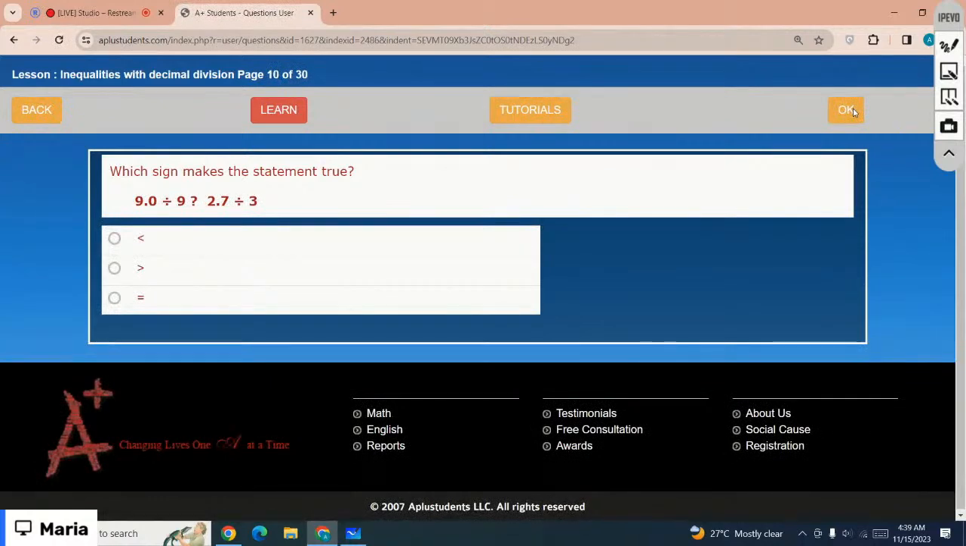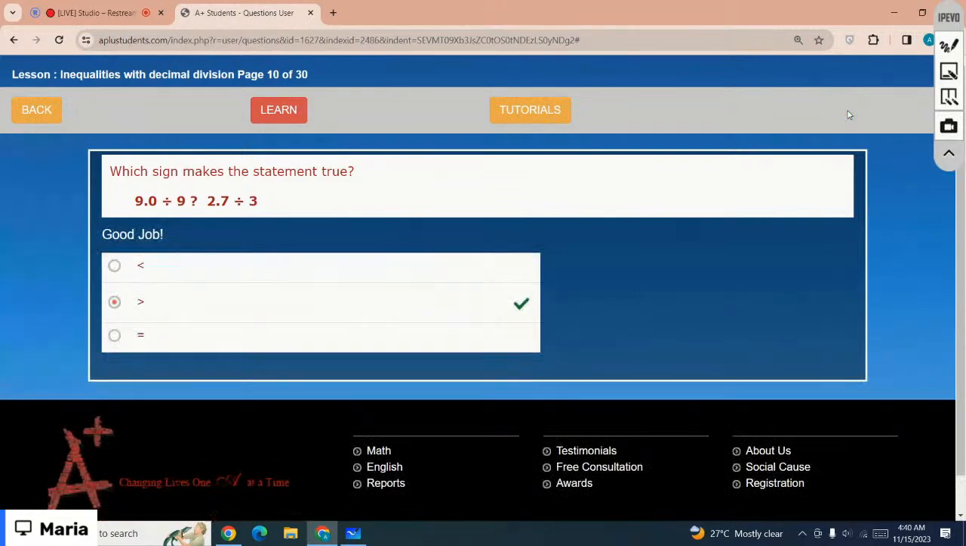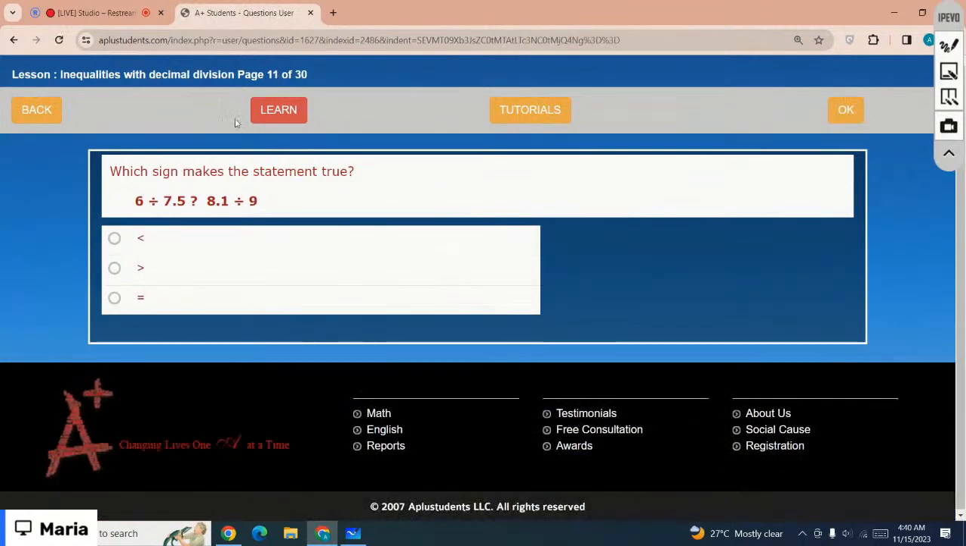Okay, the next one is 9.0 divided by 9 and 2.7 divided by 3. So which is the correct option? When you divide 9.0 by 9, the answer is 1, right? And when you divide 2.7 by 3, that is 0.9. So obviously 1 is greater than 0.9. Got it? Okay, you can complete the lesson by yourself later today.